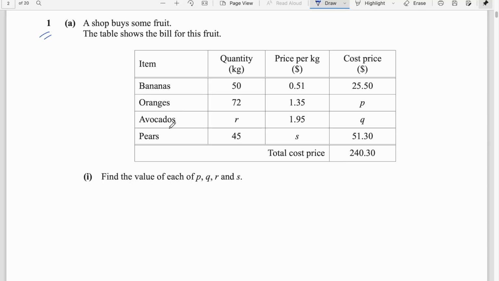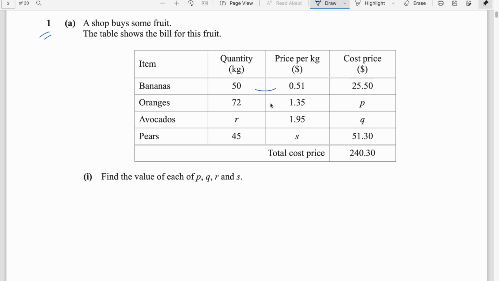Question number 1. A shop buys some fruits. The table shows the bill for the fruit. So items are banana, orange, avocado, pear, quantities given, prices given, and cost. When you multiply these two, you get the cost. Find the value of P, Q, R, and S. So let's begin with this.